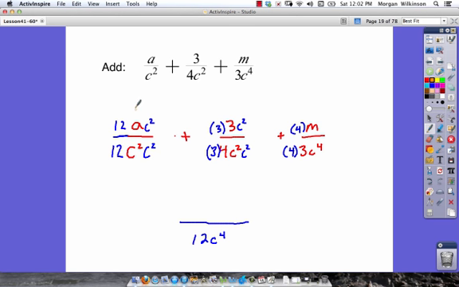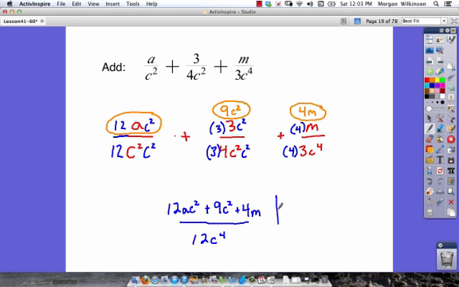Then let's simplify above. Well, 12ac squared, that stays the same. That's good. Then we have 9c squared. We'll box that, or circle that. Then we have 4m. We're adding these three terms together. So we need to think about if there's any like terms. And there's not, because none of them have exactly the same variables. So we can go ahead and report our answer now as 12ac squared plus 9c squared plus 4m, all over 12c to the fourth. Box it, and we've completed this problem.